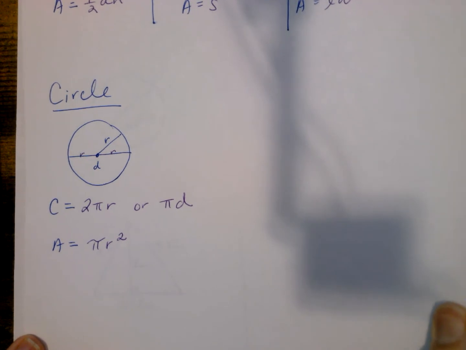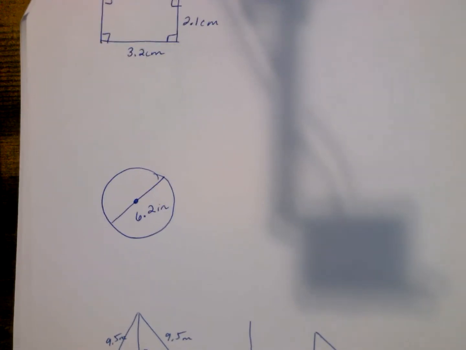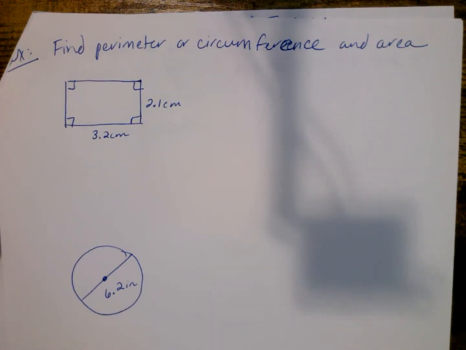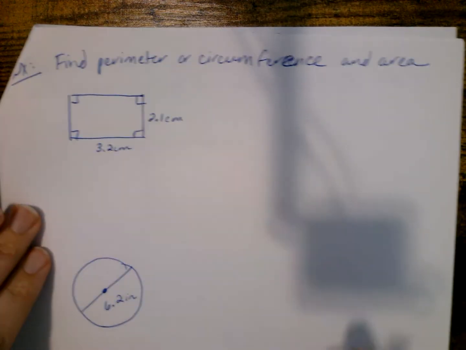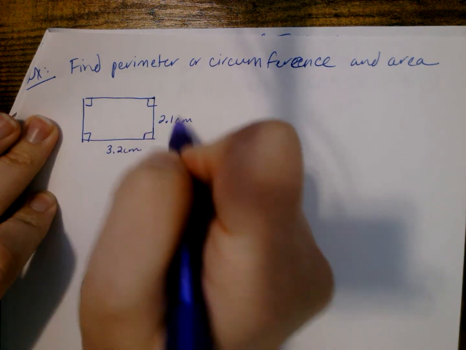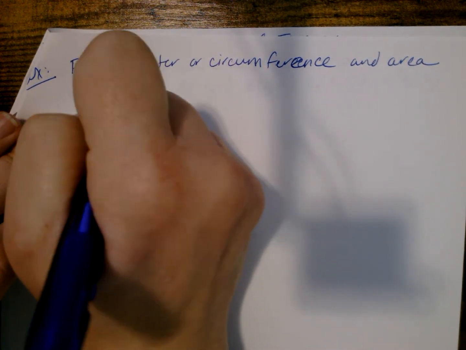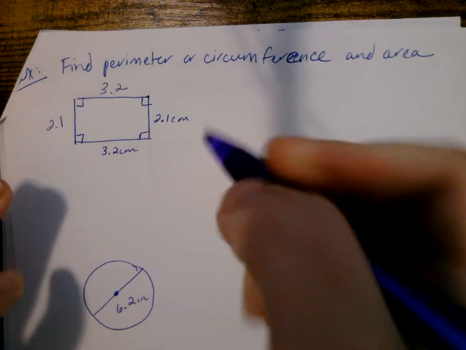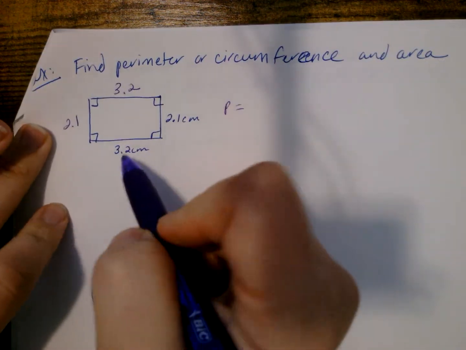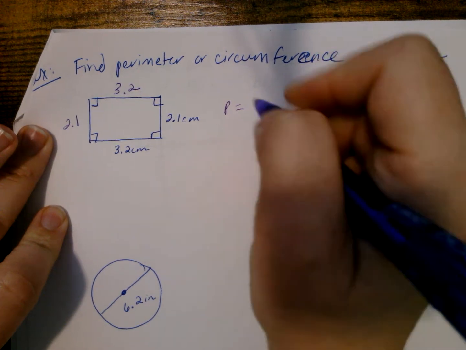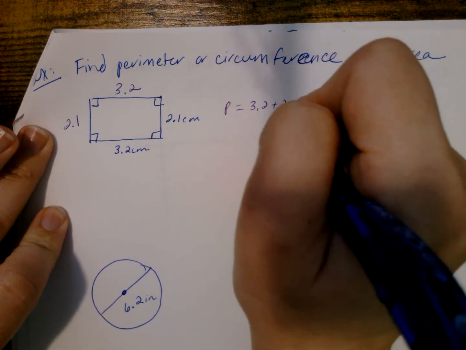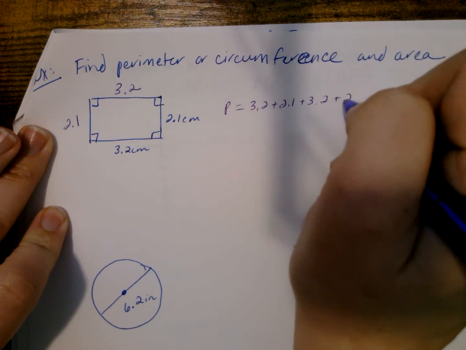And we are going to practice that and then end this video. So we are going to find the perimeter or circumference and area for some shapes right now. So real quick, get out your calculator and follow along with me. This looks to be a rectangle. I like to label my sides as I go around. That's 3.2, that's 2.1. And I don't care if you use the formula like 2 times this. You can just write 3.2 plus 2.1 plus 3.2 plus 2.1.